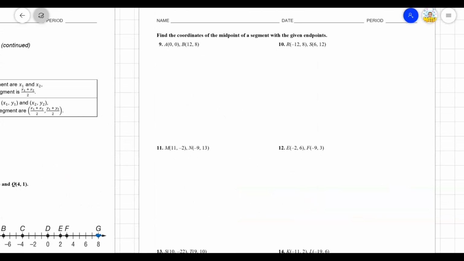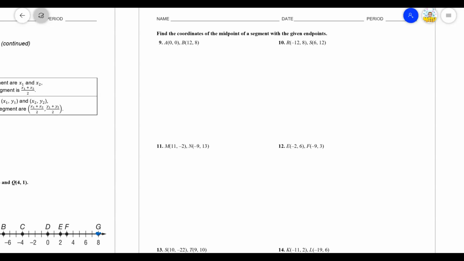So the second half of midpoint is exactly what we've been doing. The only difference is we just do it twice. Okay. So what I'm looking for when I connect two numbers in the coordinate plane, like 0, 0 and 12, 8. So here's 0, 0 at the origin. 12, 8 would be, let's say, somewhere over here.